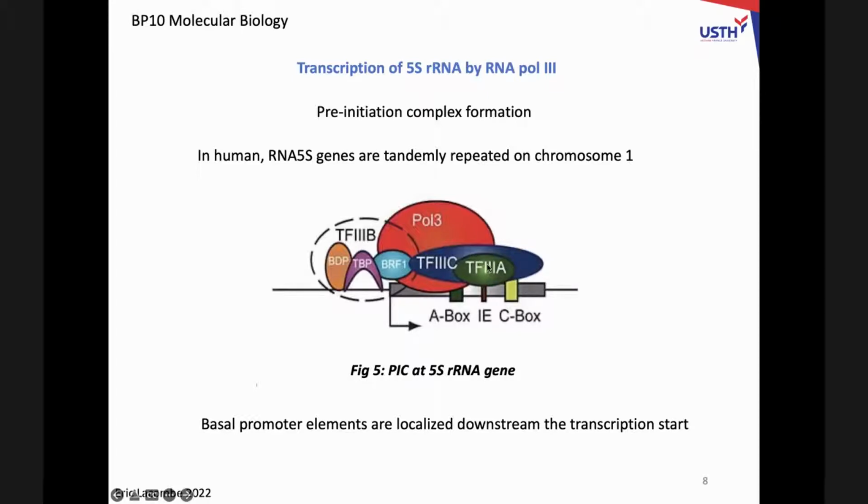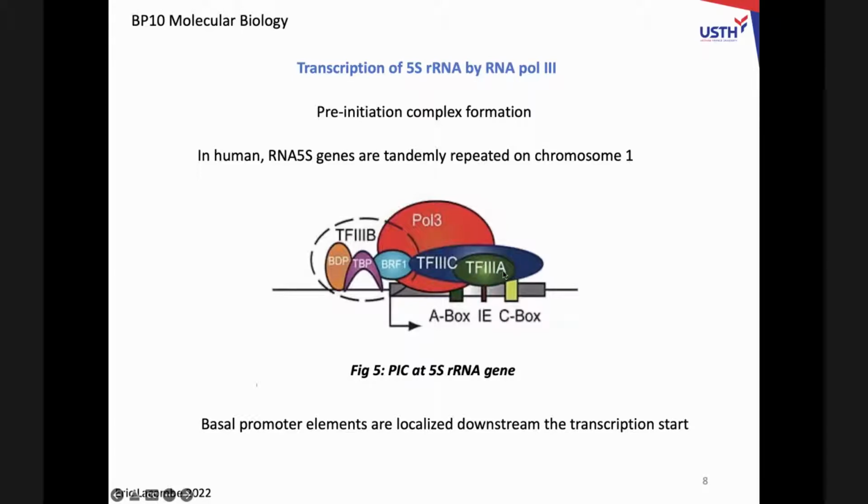transcription factors, we call them TF3C and TF3A, that recognize the sequences, which are the A box and the IE box. They are direct interactions. And it is once those two factors have been bound to the DNA that all the rest of the protein partners can interact. And you see the Pol3 comes after TF3C and TF3A.